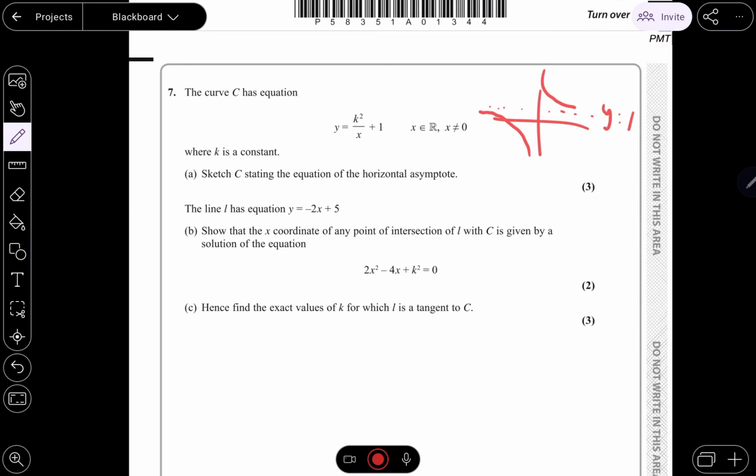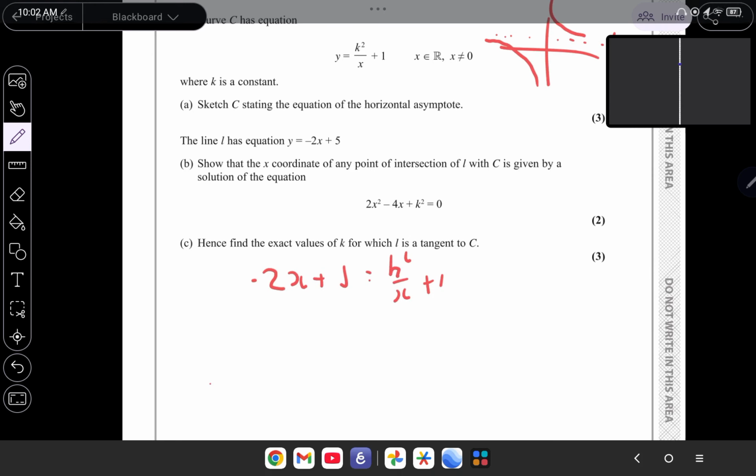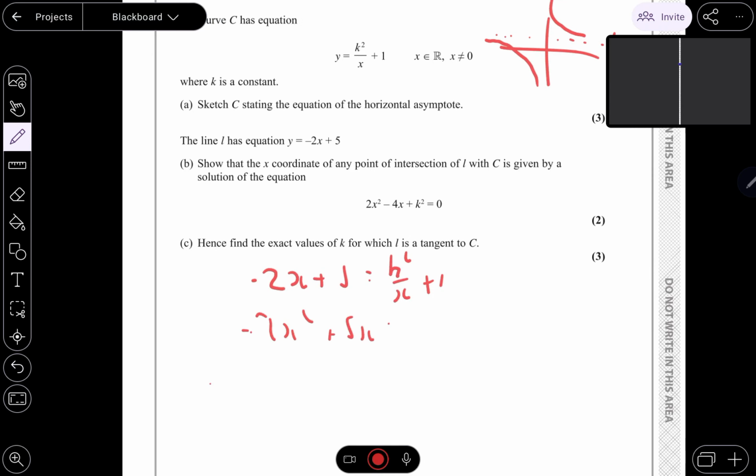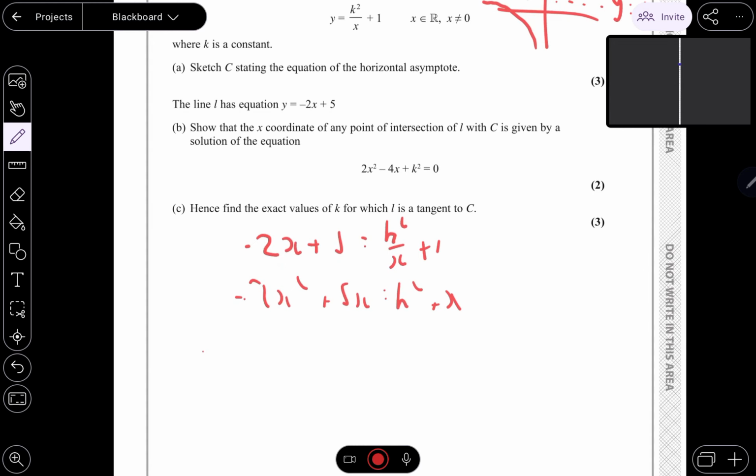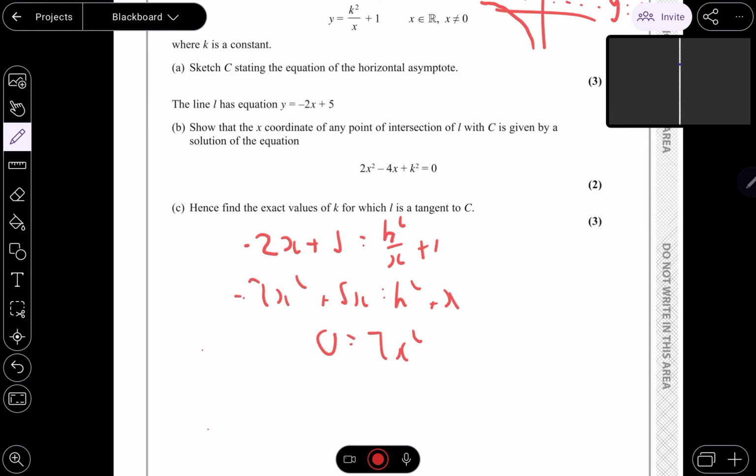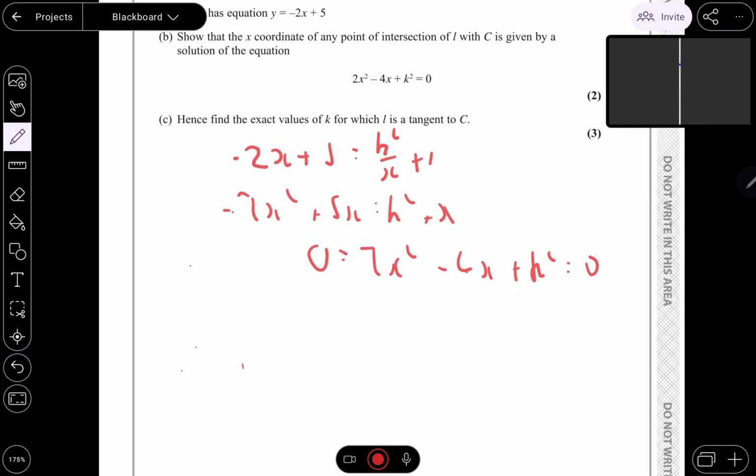The line does that. Intersection is given by this. Well, we're just going to do minus 2x plus 5 equals k squared over x plus 1. And then times everything by x, we get minus 2x squared plus 5x equals k squared plus x. So this leads to 2x squared minus 4x plus k squared equals 0. Good. Easy.